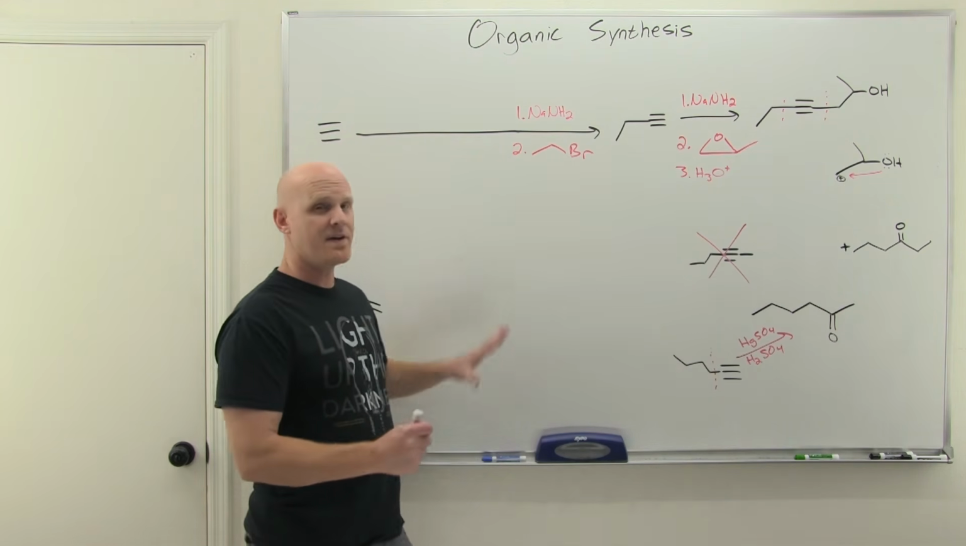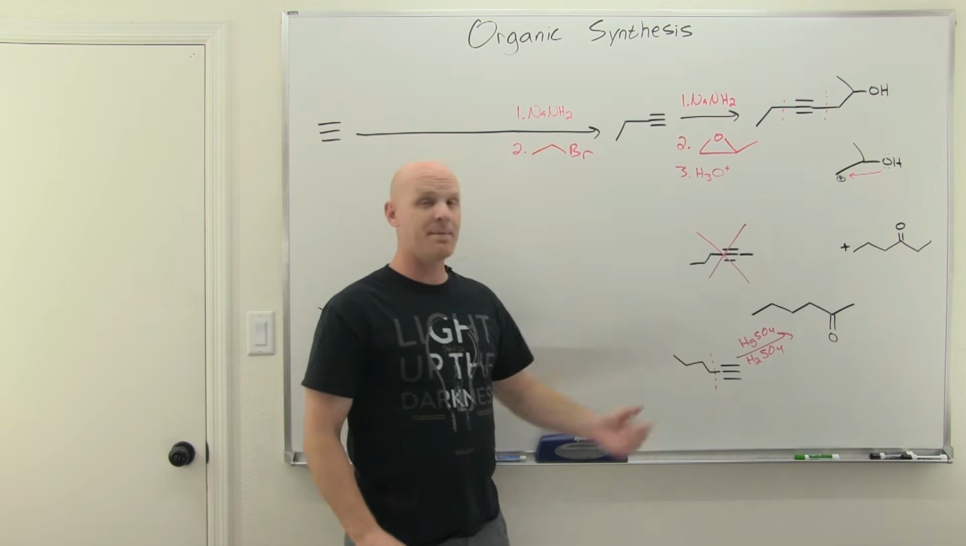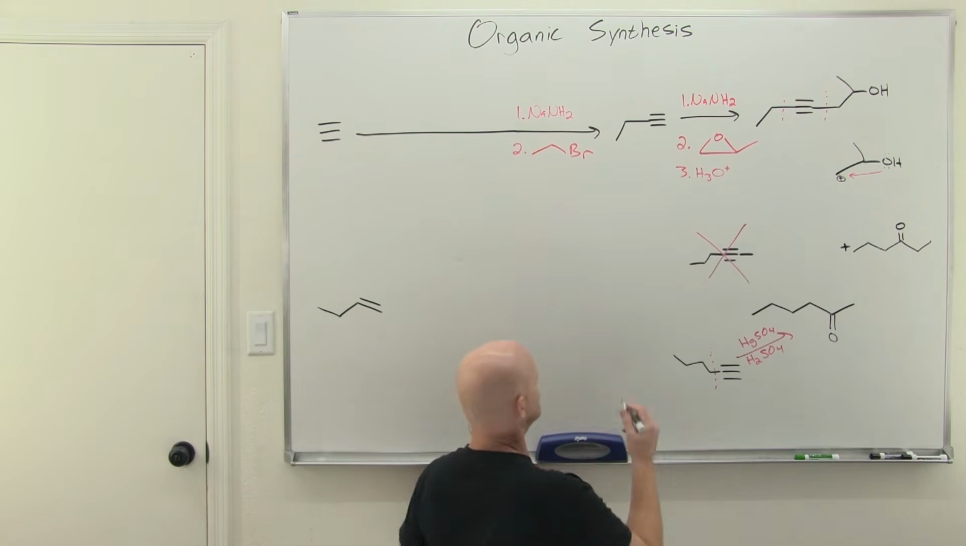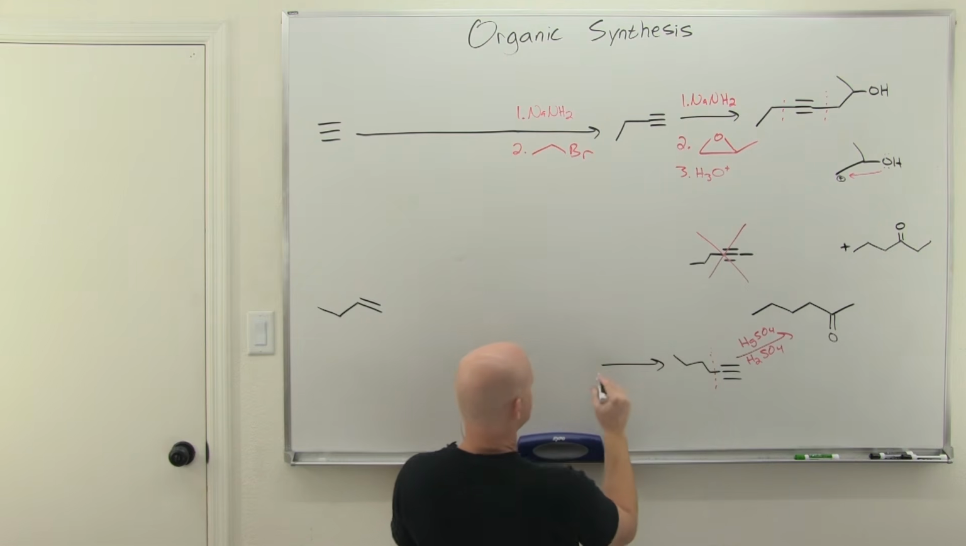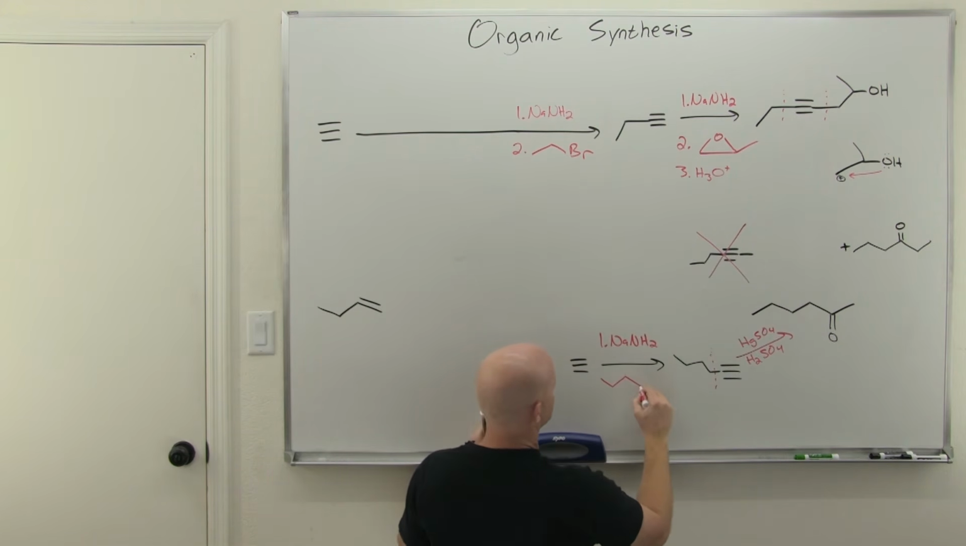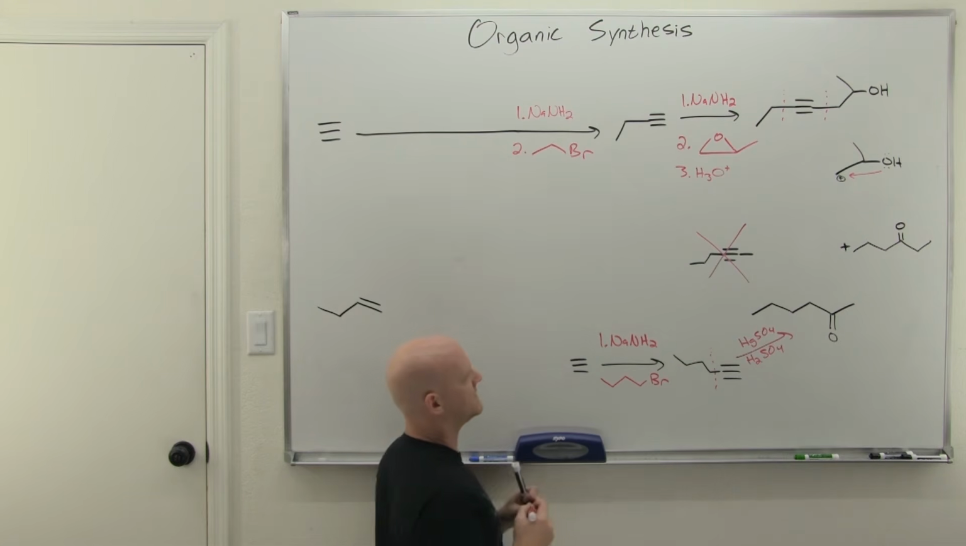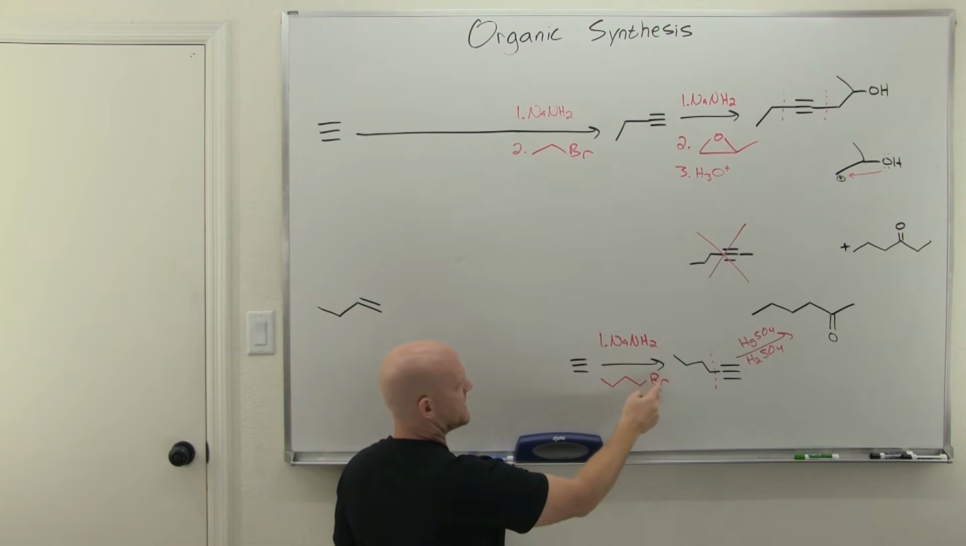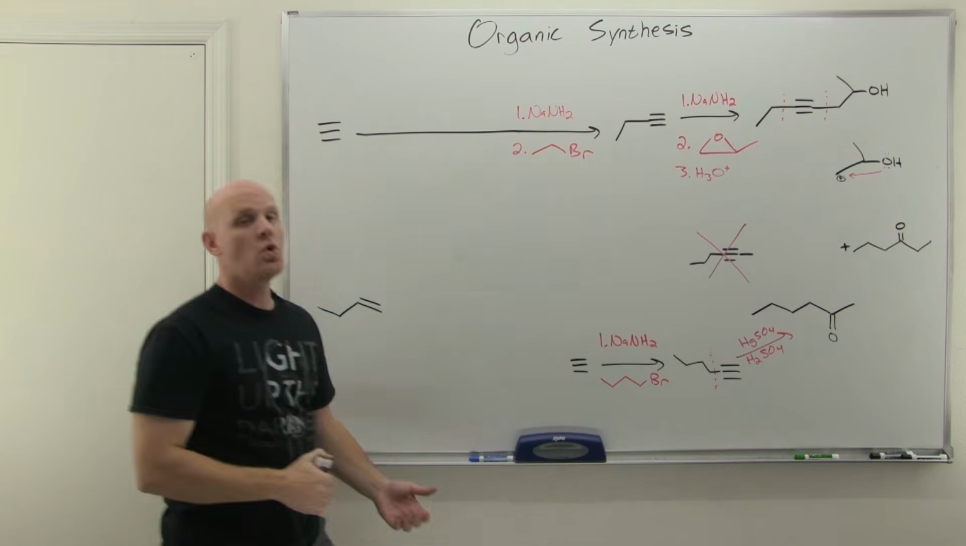But we don't actually have to get there yet. We just say, well, how would I have made that bond? Well, okay. How would you have made that bond? Well, in this case, you would have started with the acetylene. You would have used NaNH2. And then you would have used 1, 2, 3, 4 carbon alkyl halide. So 1, 2, 3, 4, and a halogen. Great. So that's how we would normally have written it out.